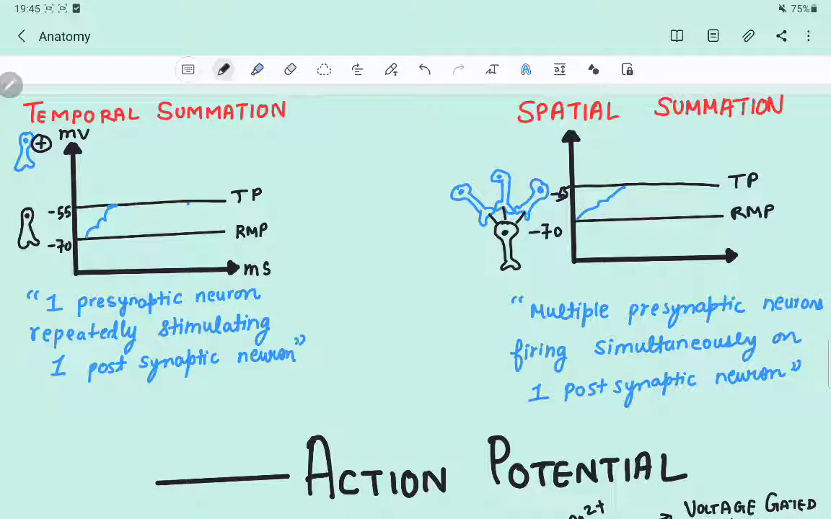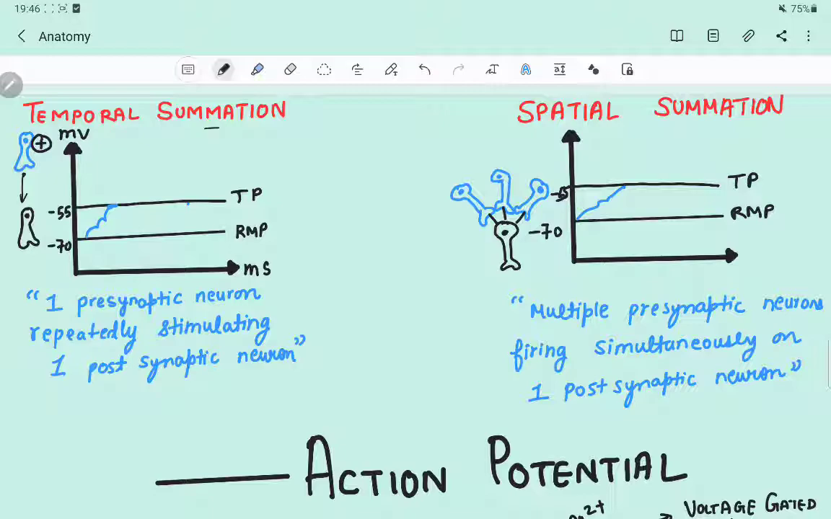In temporal summation, there is one presynaptic neuron which continuously stimulates the postsynaptic neuron. So this is the presynaptic neuron, it continuously stimulates, so the signals add up and they summate, which is why we call it temporal summation, and it reaches the threshold potential, that is minus 55 millivolts.